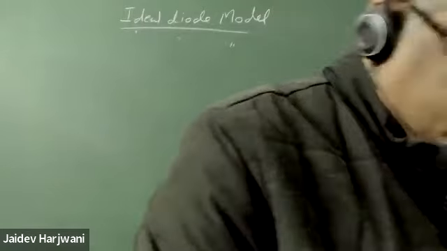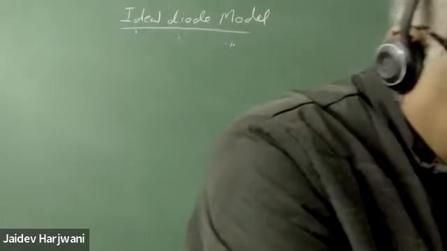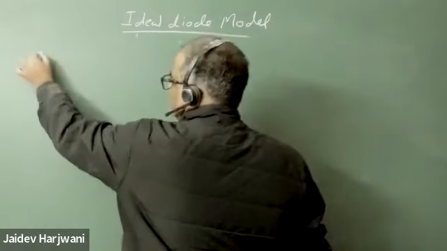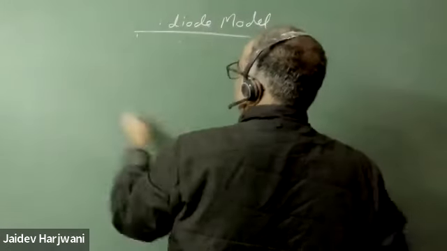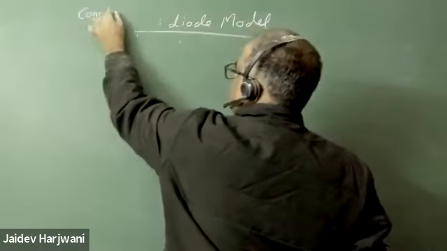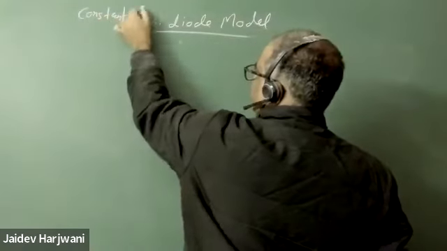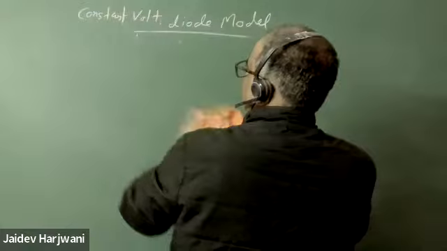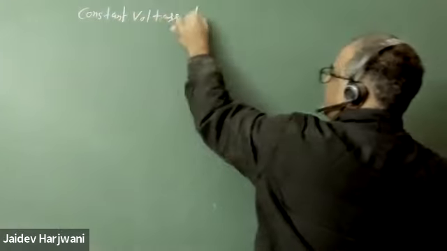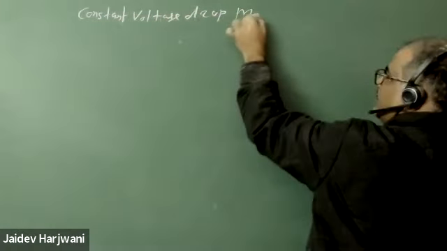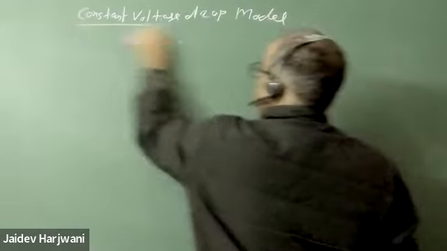So this is your... Now this was your ideal model. Okay, we did some problems where the diode was ideal. Now we are seeing the constant voltage drop model. This was the ideal diode model. Now constant voltage drop model. Constant दिख रहा है ना, voltage drop model, और constant voltage model भी बोलते हैं.